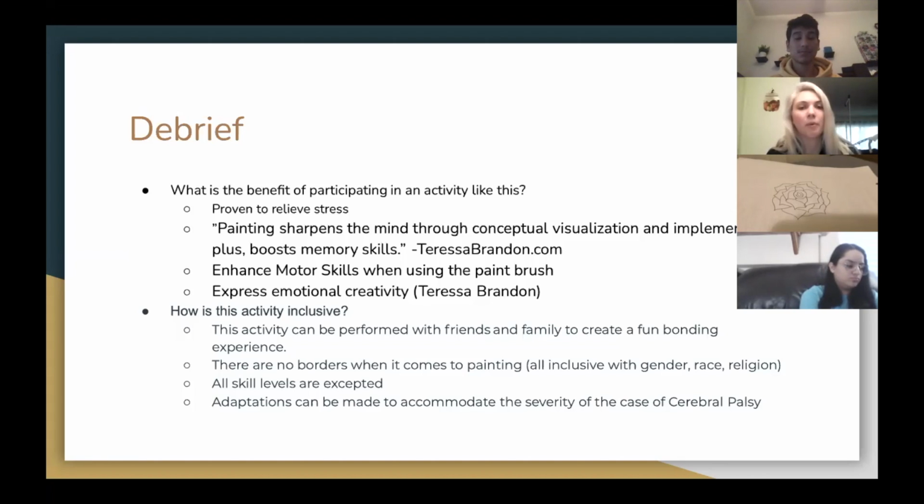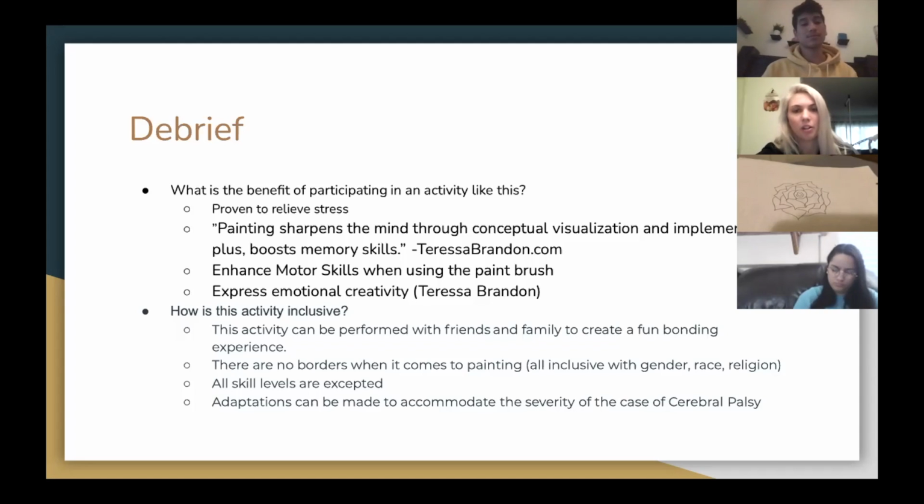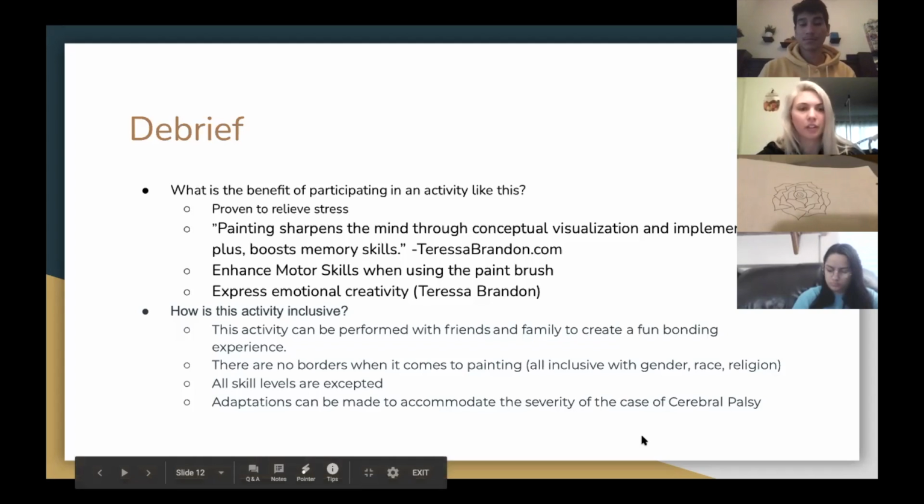So this is good to have. I believe this website was talking about people with mental health disabilities, that there's a lot of things that go into painting that people don't realize, like benefits. It also will enhance your motor skills when using the paintbrush. Even just a pen, I know cerebral palsy can come in different severities, but even using the slightest touch of a pen, pencil, or paintbrush can actually help their motor skills. And it also expresses emotional creativity. You can really just get a blank canvas and go miles with it. You don't ever have to have anything be exact. As Alejandro said, it can be abstract, however you're feeling.